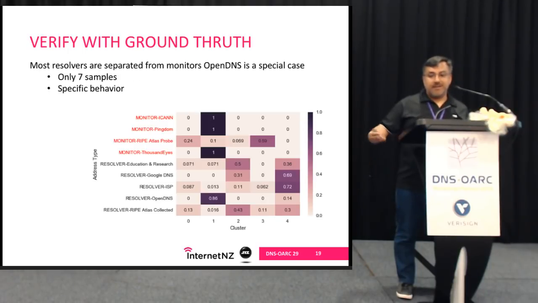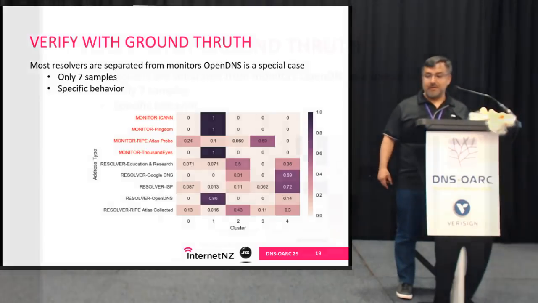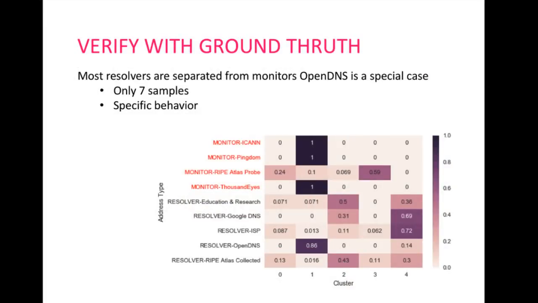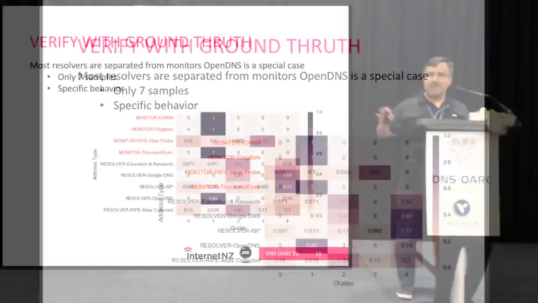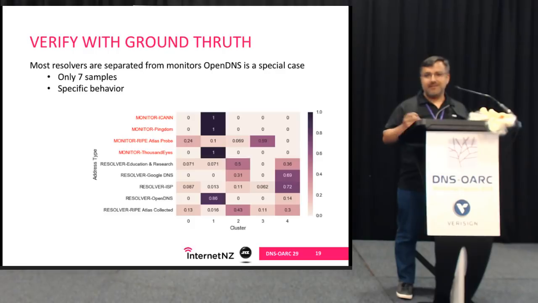So we verify the clustering with the ground truth, and we found out that, for example, OpenDNS, which we think are resolvers, have a completely different behavior compared to Google DNS or any other resolver. And so we had this conversation with Joao about OpenDNS, and it's like, yeah, we've seen OpenDNS is kind of weird. So we decided, okay, we're going to take it out and decide later what is going on.